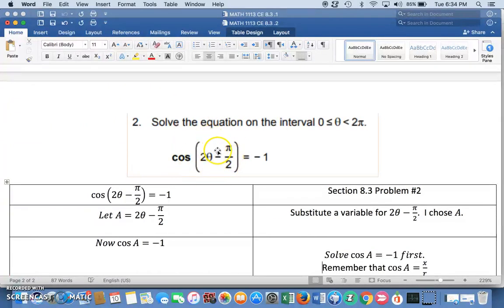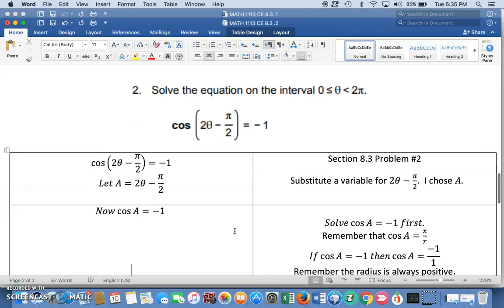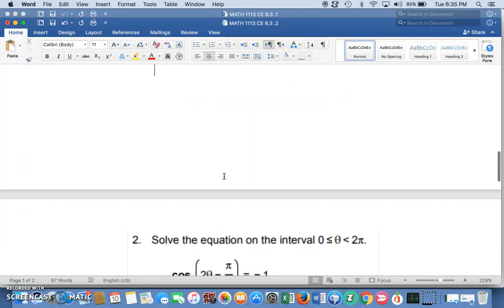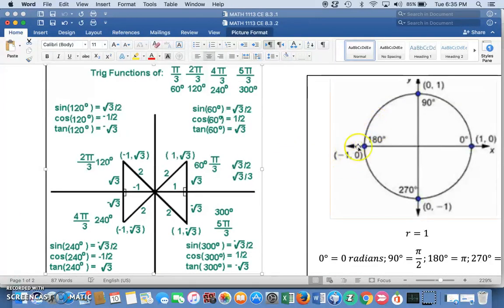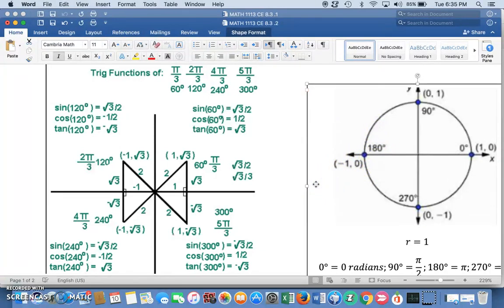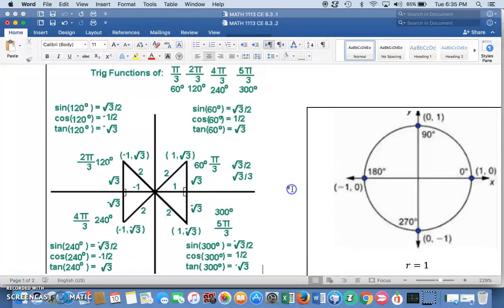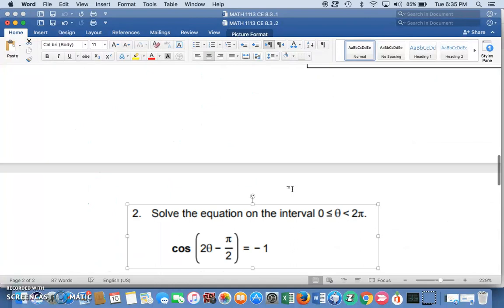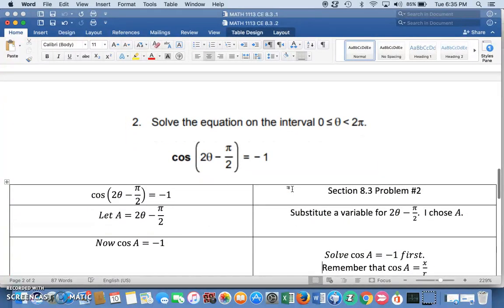Since this is not just a plain angle, we're going to let A equal everything in there. So then we would have cosine of A is equal to negative 1. Well, since cosine is negative 1, that means x had to be negative 1 and r had to be 1. So if you go up here, x is negative 1 and r is 1 at 180, or actually that is pi. You would use pi because the expression already has pi in it. So A was equal to that.